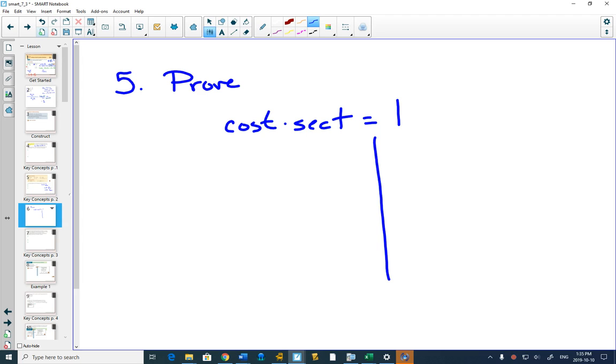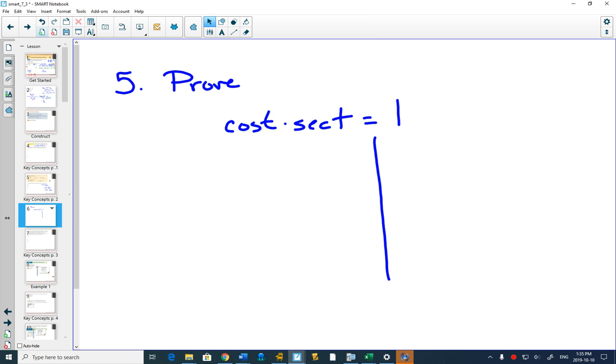So drawing the line at the equal sign says we've made this a puzzle. We are allowed to simplify. We are allowed to use the mathematics that we know. And our goal is to try to get both sides of the equation the same. Right now, on the right-hand side, it's a 1. On the left-hand side, it's cos of t times secant of t.